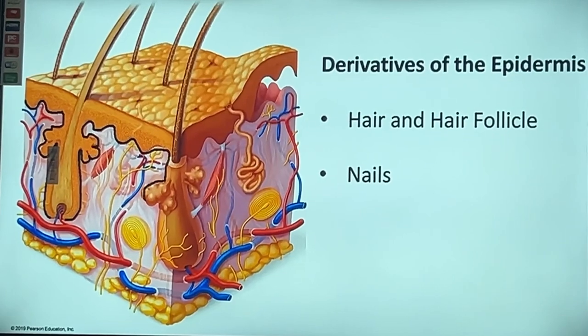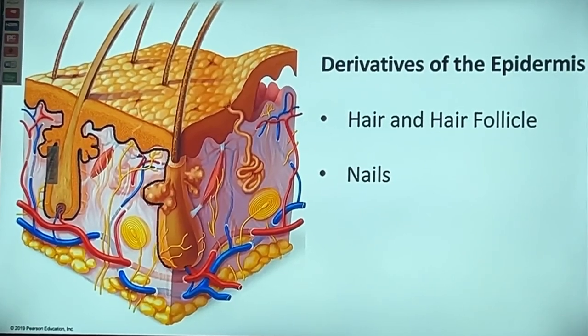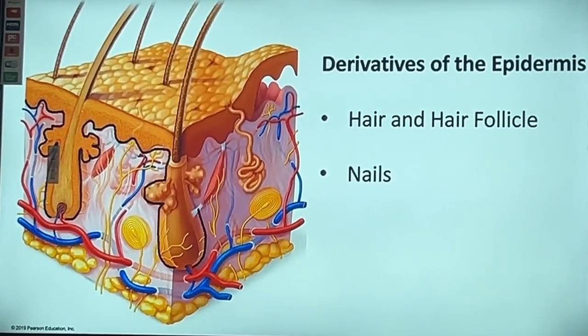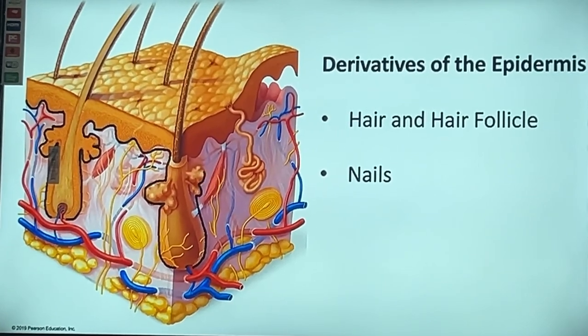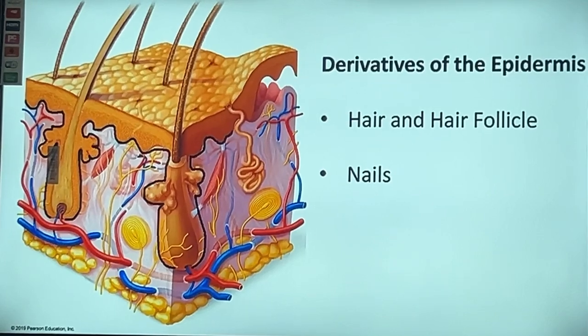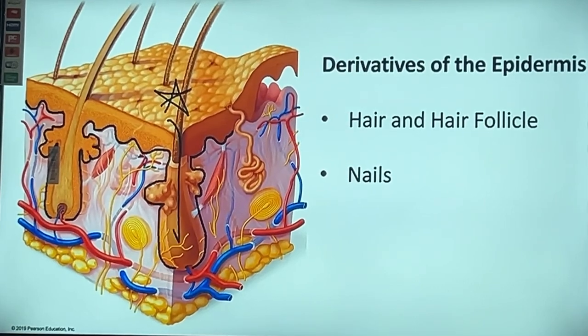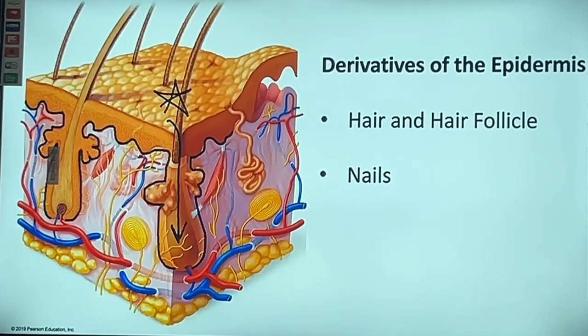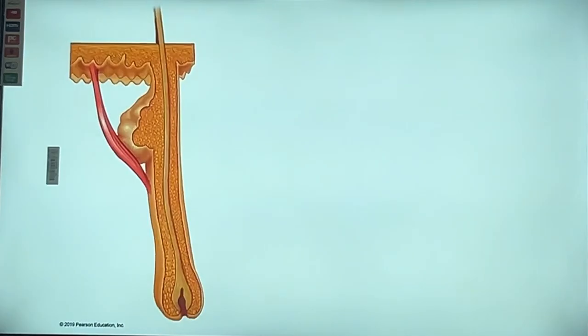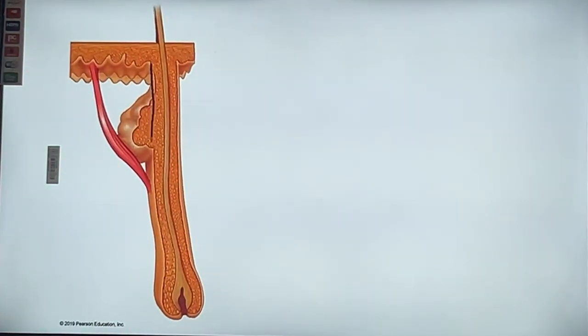And so these structures, exocrine glands, hair follicle, nails, they all have this in common. And what I'm trying to show is that it's actually an extension of the epidermis that is burrowing down into the dermis, and that's what's known as a derivative of the epidermis. Let's start by taking a look at this simple picture.